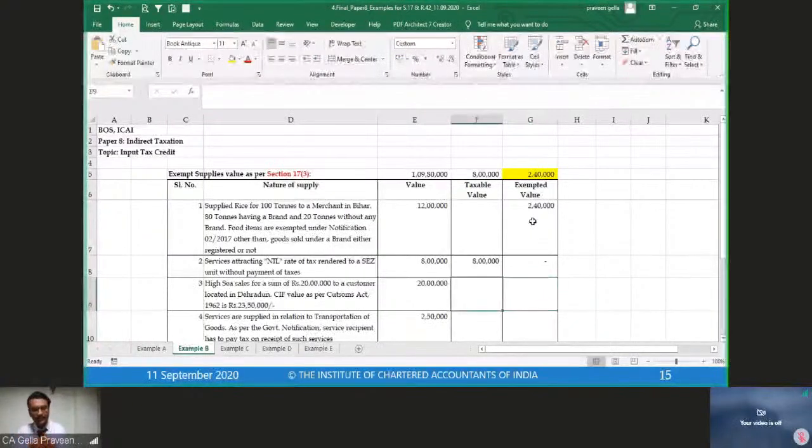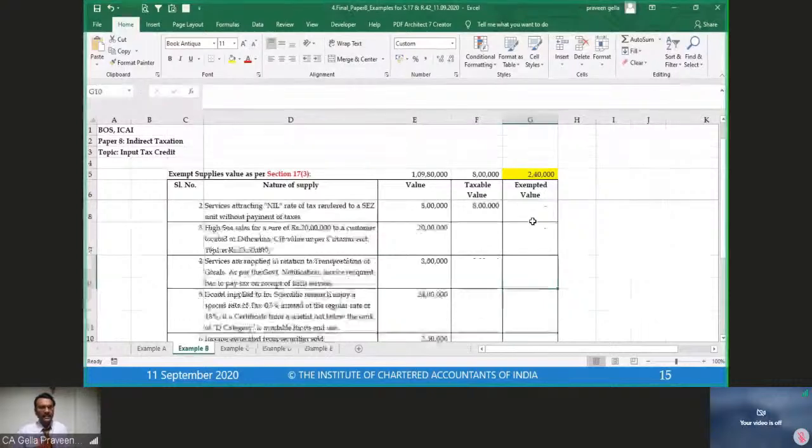Then question number 3. High sea sales for the sum of rupees 20 lakhs to a customer located in Dehradun. CIF value as per the Customs Act is 23 lakh 50,000. Now, CIF is just a customs notional value, just to deviate from the concept. When I see high sea sale, this is a Schedule 3 transaction. Schedule 3 is neither a supply of goods nor a supply of services. So, it is not covered for the purpose of my exempt supply.